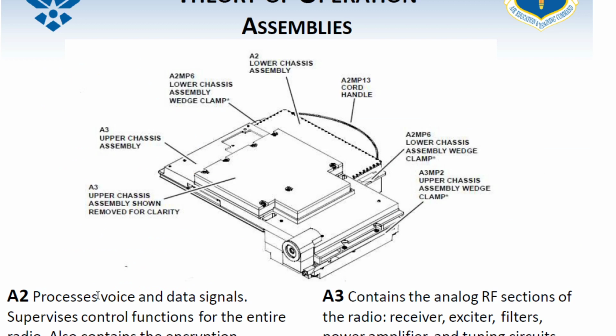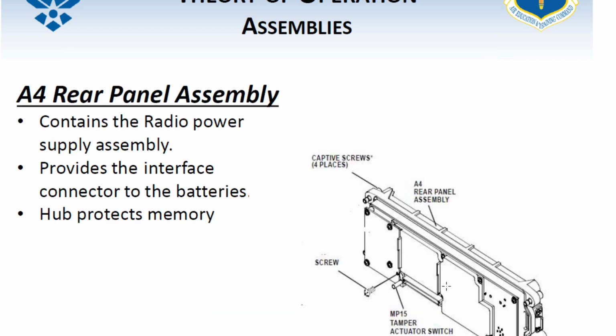A2 processes the voice and data signals. It supervises control functions for the entire radio, and also contains the encryption, the crypto assembly. Remember the stuff I'm going over right now, I'm not going over the specifics I was asking y'all about. I'm going over just broad strokes. A3 contains the analog RF sections of the radio. It has a receiver, exciter filters, power amp, and tuning circuits, and an analog output of 240 kilohertz. It's the first IF. So A3 is our analog RF sections of the radio.